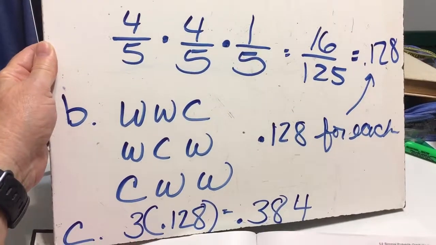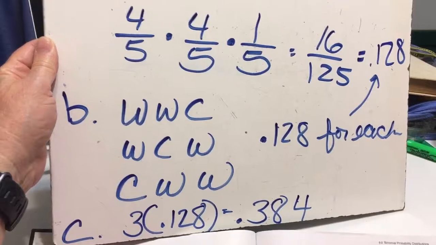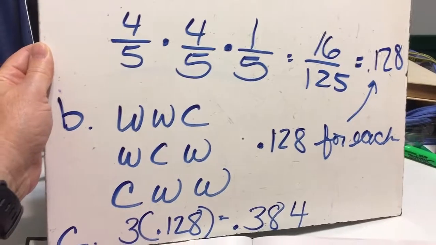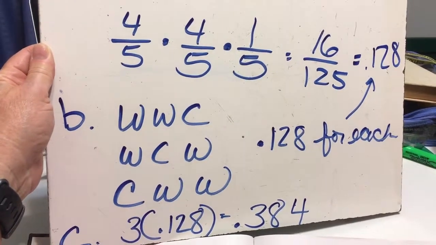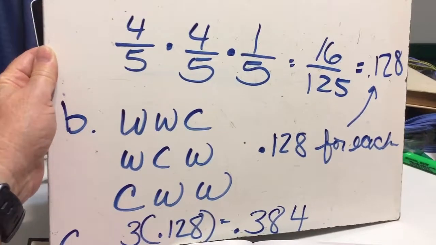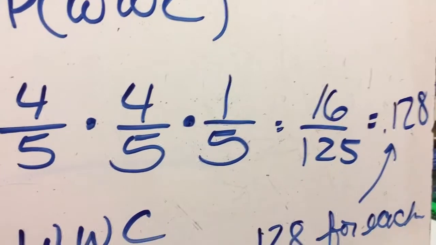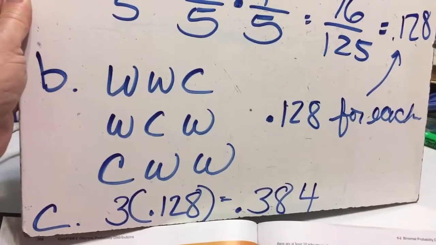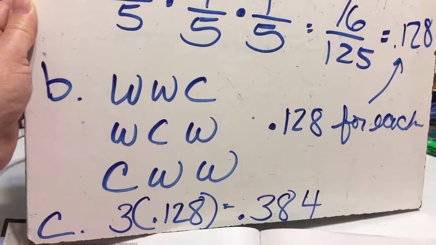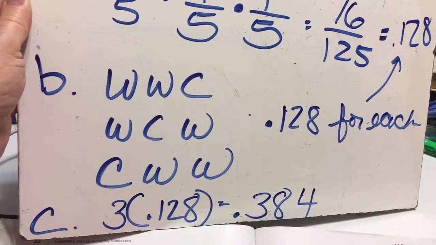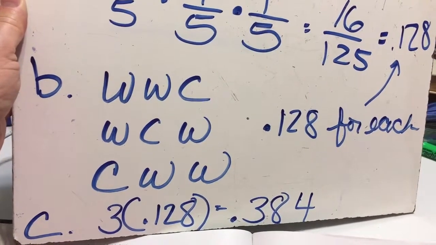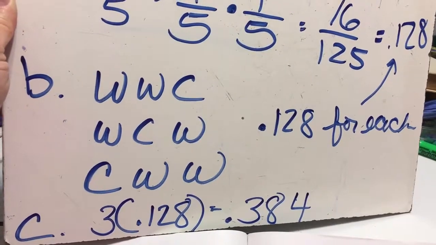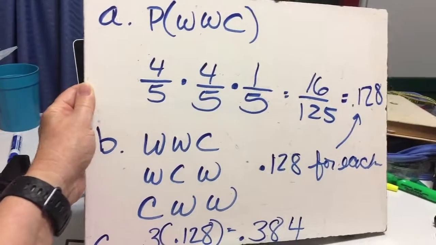For B, all they wanted us to do was write all the different ways you could get 2 wrong and 1 right out of 3 guesses. And so they gave us the starting one, WWC, so all we have to do is move the C to the other 2 positions. And each one of those is the same thing as this one here. So each one of them has a 0.128. And then it says, what is the probability of getting 2 wrong and 1 right out of 3 choices? And so it could happen in any of the ways that we saw in B. Therefore, it's going to be 3 times 0.128, or 0.384. So that one was pretty straightforward.